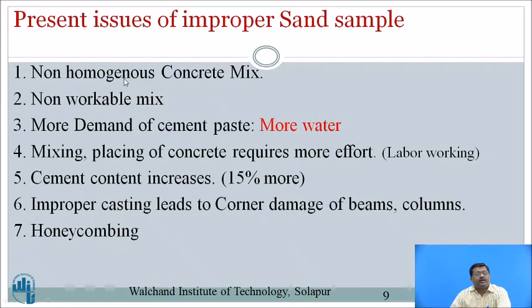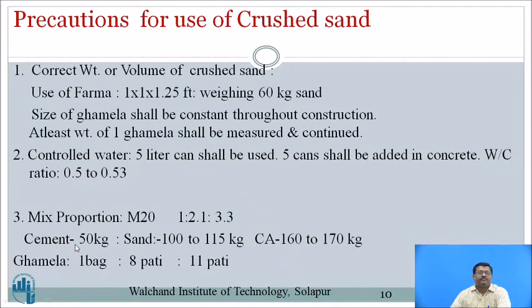These are the present issues. In the last 4-5 years, crushed sand is used. But if you go for improper sand selection, these 7 issues are always observed on site. Now, what precautions shall be taken if we are using crushed sand as a substitute material for river sand?